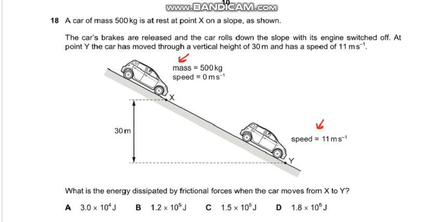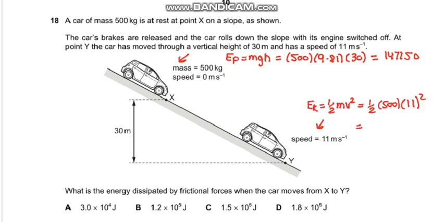Let's write down the potential energy equation. Let's plug in the values. So let's solve it up. We will get 147,150. Set up the equation for kinetic energy. After plugging in the values, we will get 30250. So the difference between the two is the frictional energy, that is 1.2 × 10^5. So B is our appropriate answer.